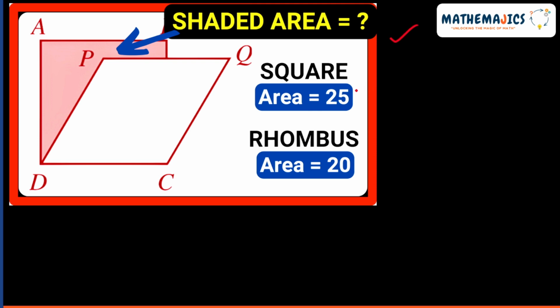This question is from geometry. In this question, we are given a figure which is a combination of a square and a rhombus. Area of square is 25 and the area of rhombus is 20. And we need to find the shaded area, this pink color area. Let's see how we can find this area.